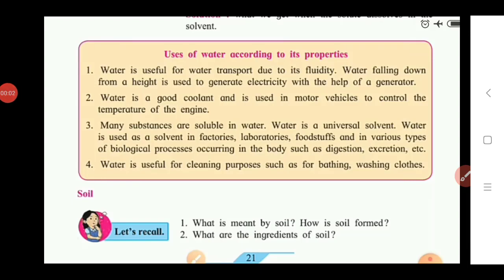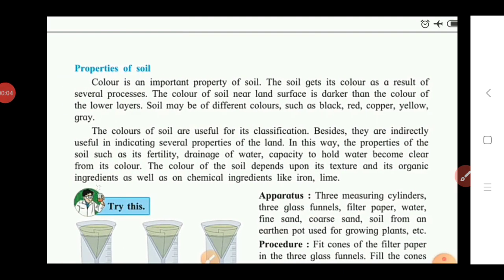So here we continue to the next point, the third natural resource, that is the soil. Here we also study how the soil is formed and which constituents are present in that soil. Next we see the concept of the properties of soil, as with water and air, which properties are there for the soil.